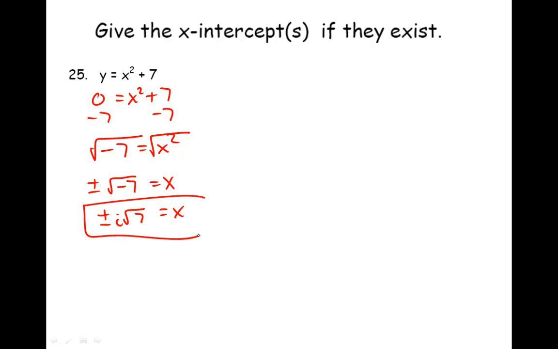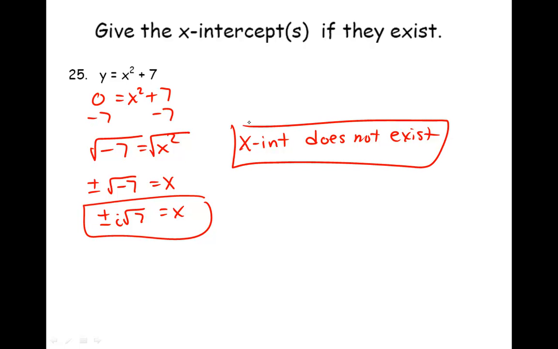And because our answer has an i in it, that means that we do not have x-intercepts that exist. So the x-intercepts on this particular equation do not exist, because anything that has an i in it is a complex number, which means it's not a real number that we can graph on a coordinate plane.